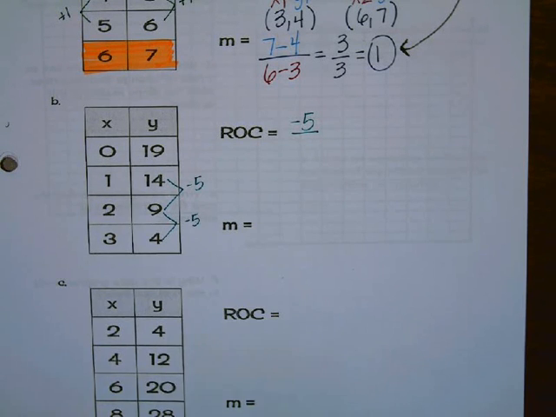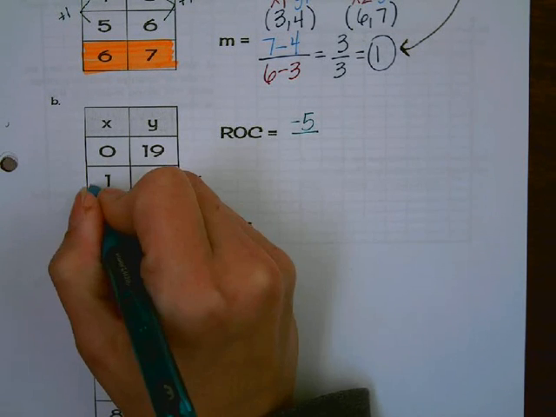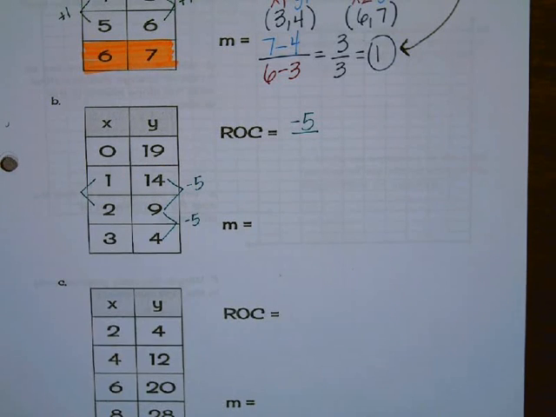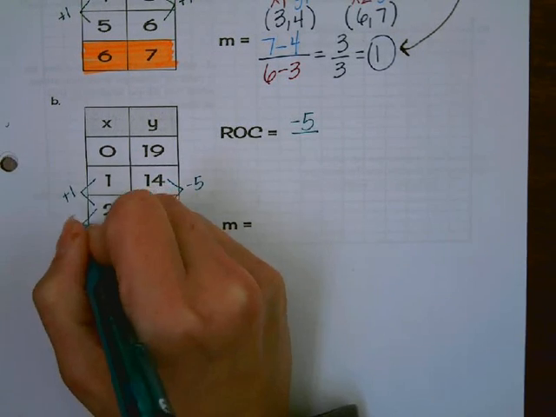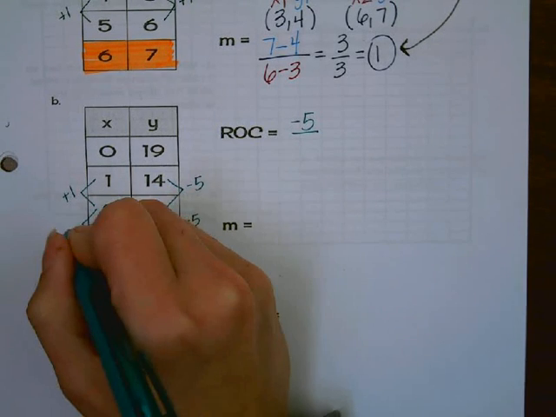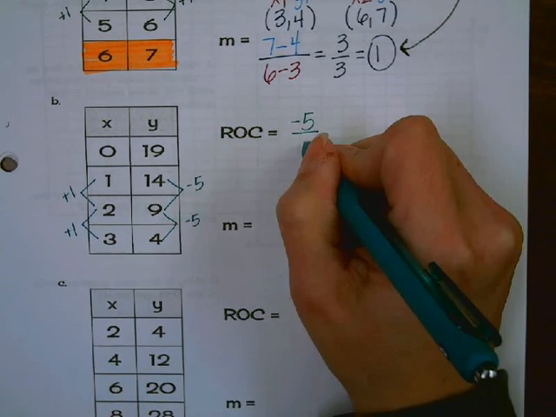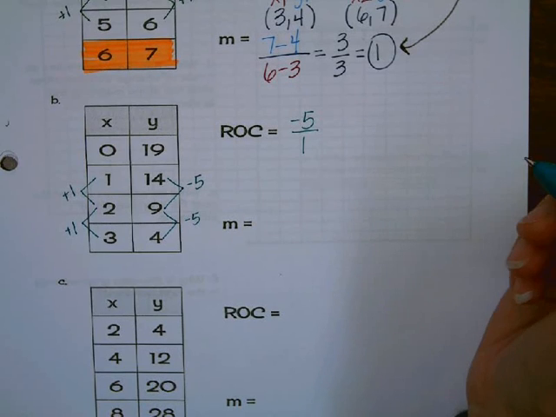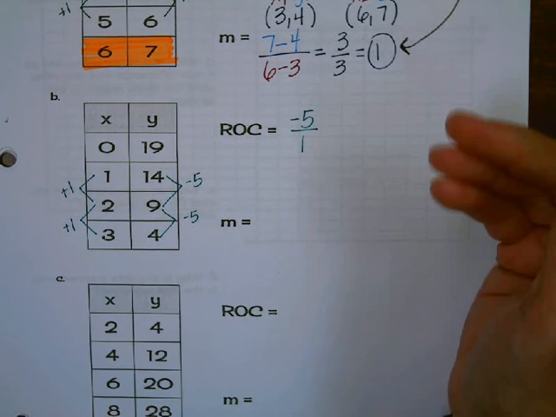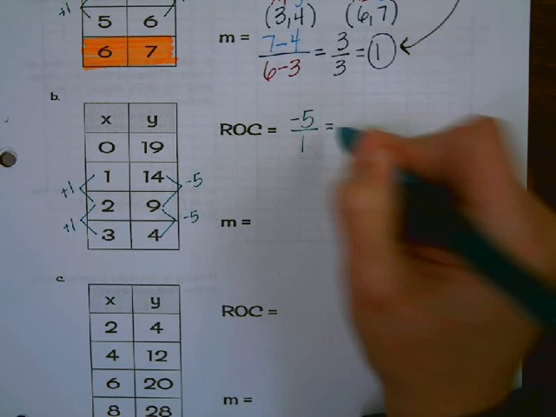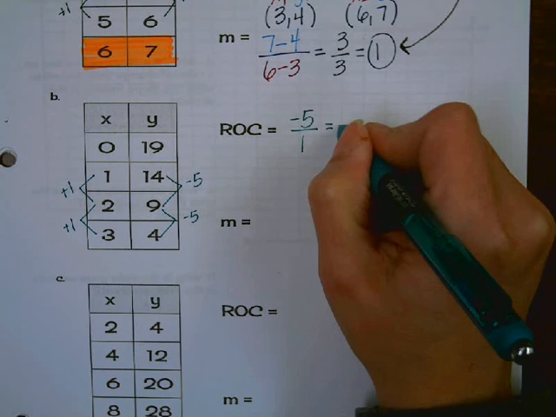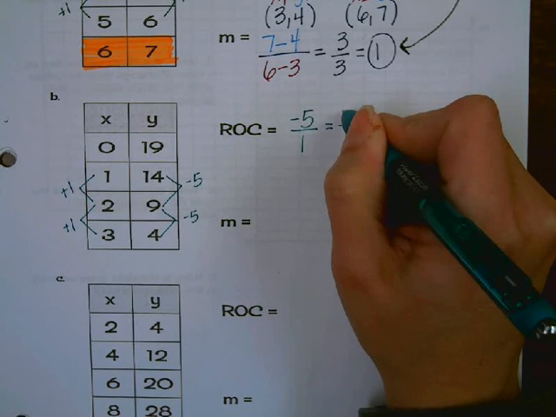So I'm going to use those exact same points and I'm going to look to see how did I go from 1 to 2? I added 1. How did I go from 2 to 3? Well, I added 1. So my change in x was 1. So I stopped to look to see if I can simplify that. Nothing goes into either one of them other than 1. I can leave it as a fraction, or I can say negative 5 divided by 1 is negative 5. That is my rate of change.